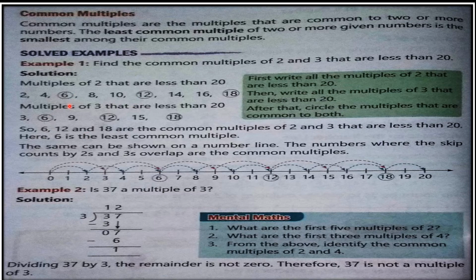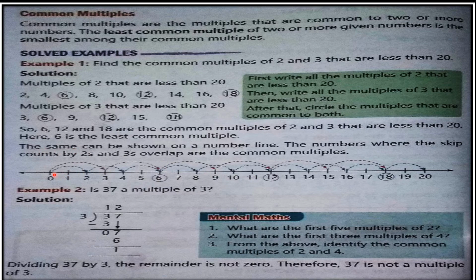That means LCM of 2 and 3. So 6, 12 and 18 are the common multiples of 2 and 3 that are less than 20. Here 6 is the least common multiple, and the same thing we can show on the number line also.